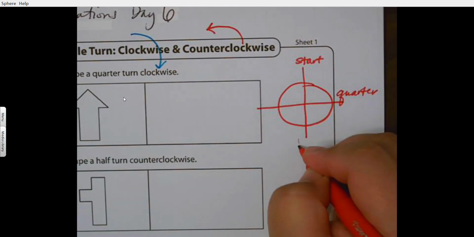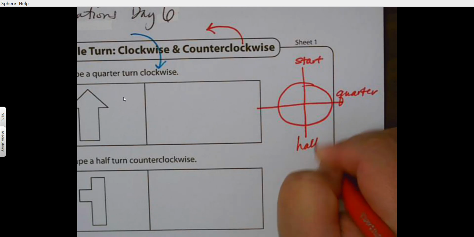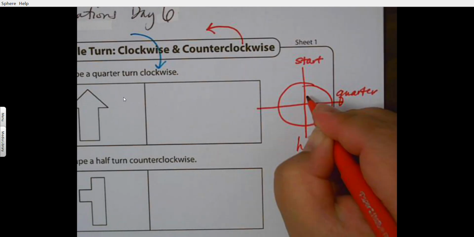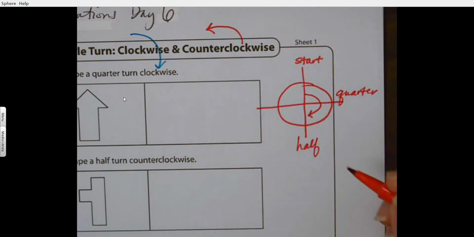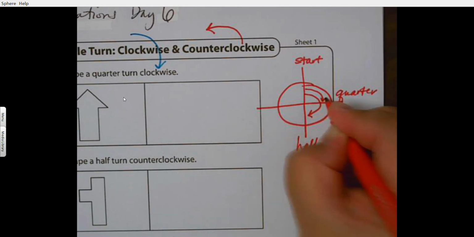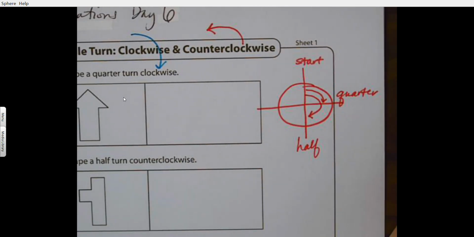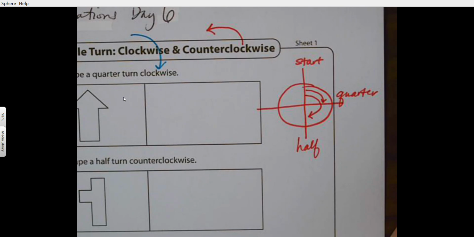This is a half turn. So a half turn or a quarter turn. Half turn, like 1:30, 2:30. So you turned it 180 degrees.